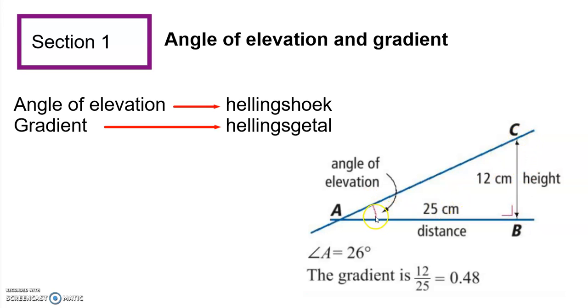So when we take a good look at this picture, you see triangle ABC, and over here we see the angle of elevation. It has been measured and written down. Make sure you notice the angle symbol. Angle A is 26 degrees. So the angle of elevation is 26 degrees.